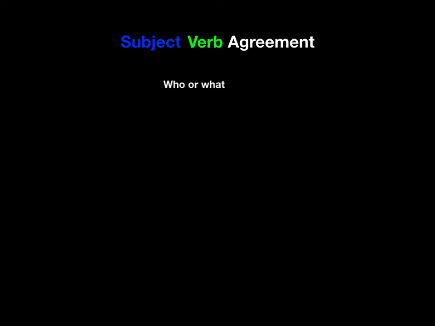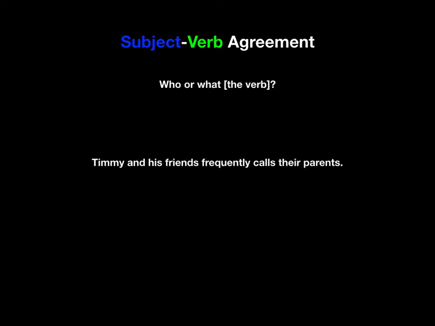Let's look at another example. Timmy and his friends frequently calls their parents. First, let's identify our verb. We should be able to identify the verb calls. Our next step is to ask ourselves who or what, plus the verb. So who or what calls their parents?